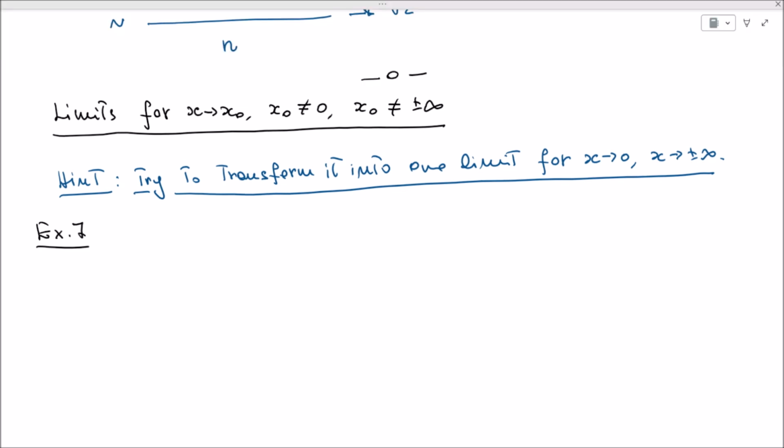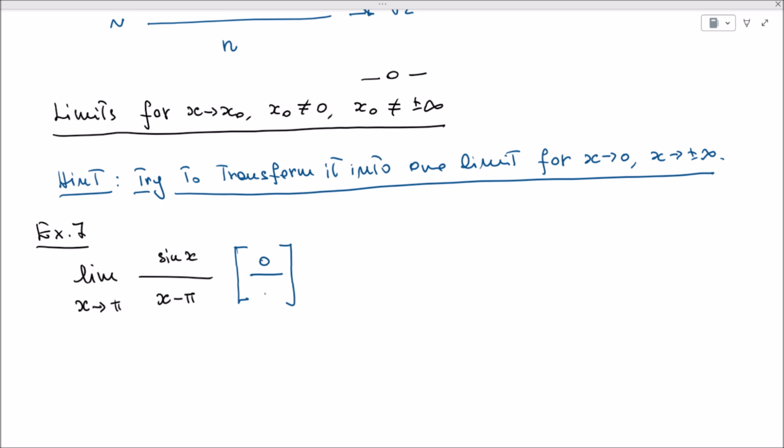Example 7. Consider this limit as x goes to pi of this fraction, sine of x divided by x minus pi. Now, what is the undetermined form here? Well, we know that if x goes to pi, sine of x tends to 0, but also the denominator tends to 0. So we have 0 over 0, right?